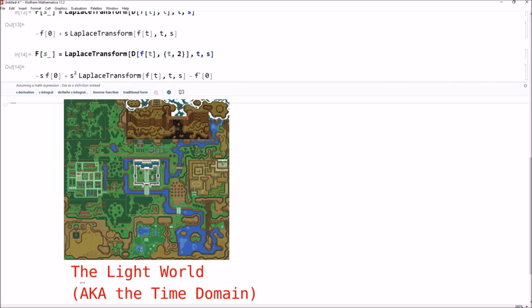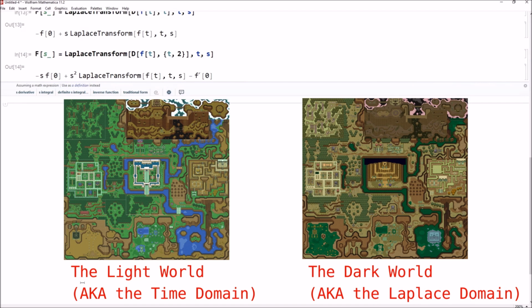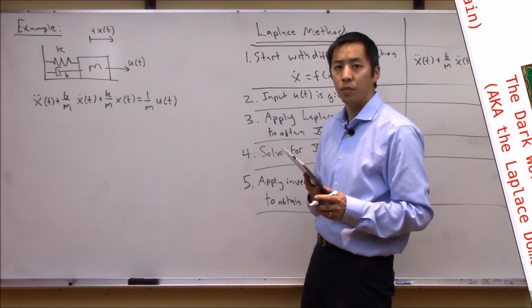The normal world, which is the usual way you see these functions in the time domain, and then you have this alternate dimension, or this alternate representation, which is f sub s, which is, so to speak, the dark world in Zelda. Sorry for nerding out there a little bit about the Zelda, but I think that's a very apt analogy here, where there's basically two representations of these functions. One is the one you're used to, and one is this alternate Laplace transform version.